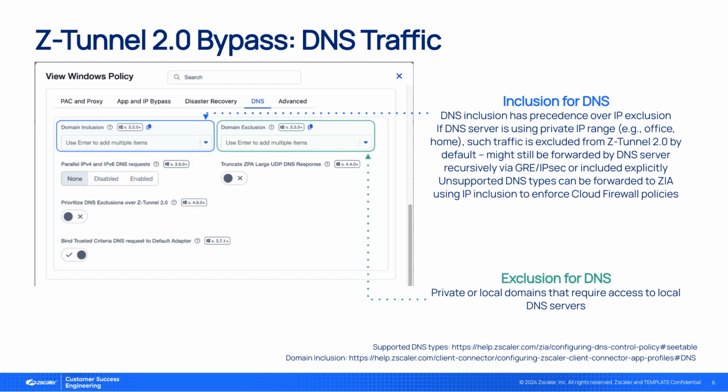The final type of bypass, configurable via the app profile, are DNS inclusions and exclusions. DNS exclusions are used for private or local domains that require access to local DNS servers. Note that DNS inclusions always take precedence over IP exclusions. Also, note that you can use IP inclusions to ensure that unsupported DNS types are still forwarded to the Zero Trust Exchange to ensure that cloud firewall policies are applied to them.